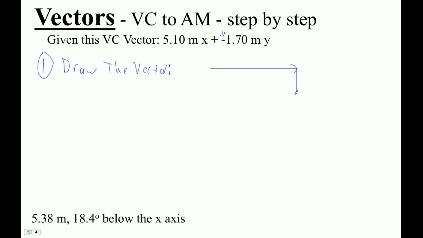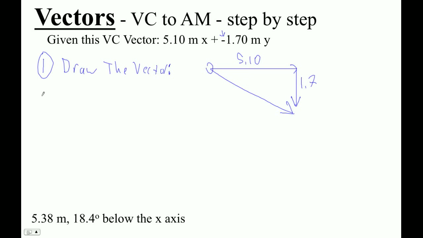And then this guy goes down, and I'm careful to make that one shorter than this one. I'm not doing it to scale exactly, but the shorter component, make it noticeably shorter. Now, this side is 5.10, this side is 1.7. The vector is actually this guy right here, the thing that goes from the beginning of the first one to the end of the last one. That's the vector. And these should meet tip to tail, but there we have it.